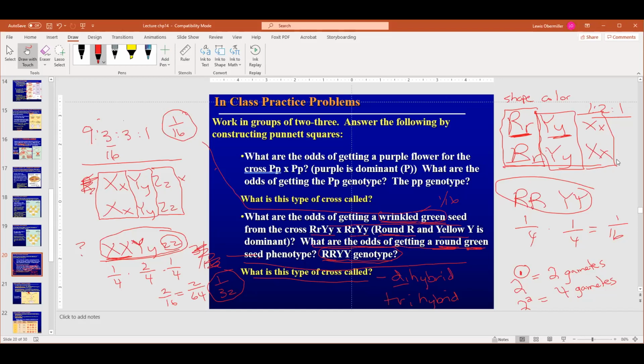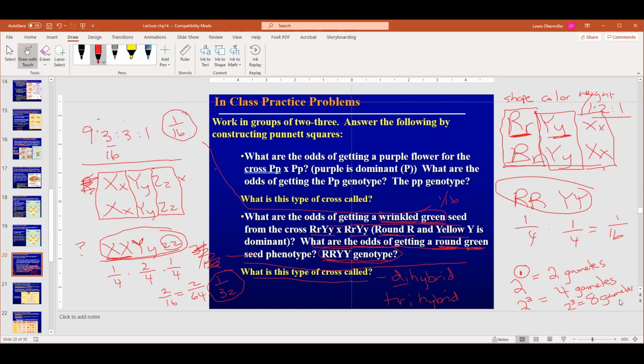Then that would be a, and this could be like plant height or something. I'm just making it up. So then we would have 2 to the third, which would be 2 times 2 times 2, which would be 8 gametes. So if you did a trihybrid cross, you would have 8 in a Punnett square. You'd have 8 across the top and 8 across the side, and that would be 64 squares.